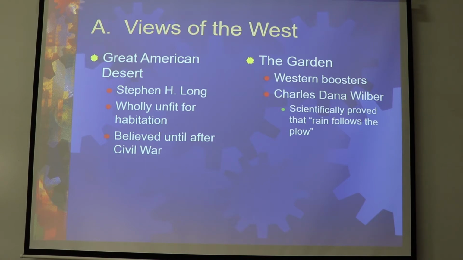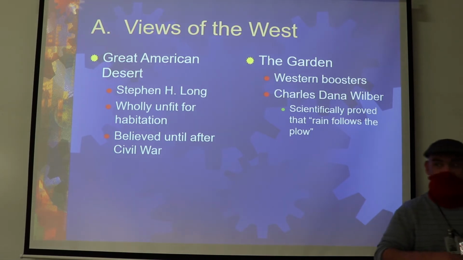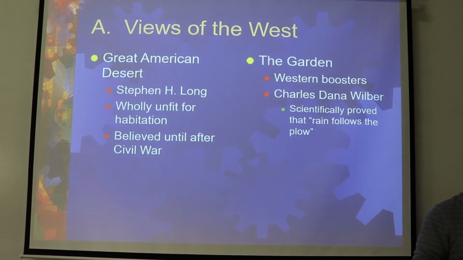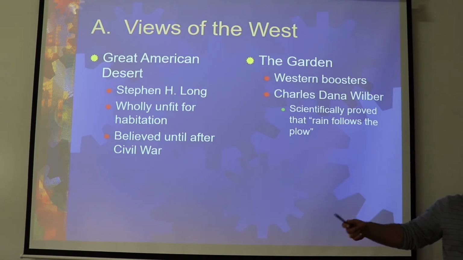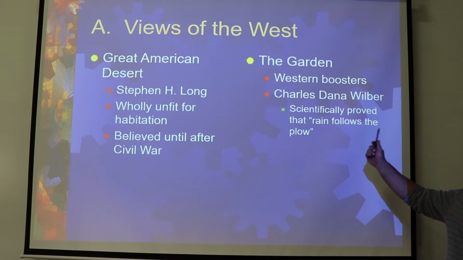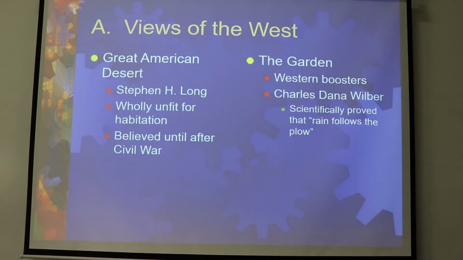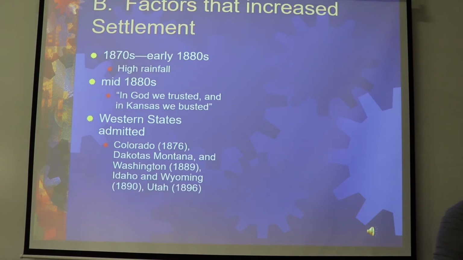And once you have that possibility, you have people that want to sell land, you have people that want to take advantage of the untapped resources out there. So you had Western boosters, or guys that would buy and sell the land, trying to push for it. Also, you had a scientist, Charles Dana Wilber, who said he could scientifically prove that all you had to do was go out there and start farming, and it would rain. Ready for the next one? Well, some people believed him.